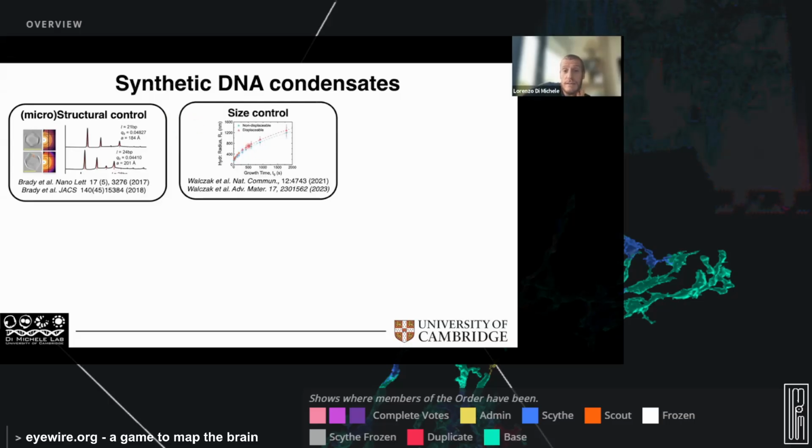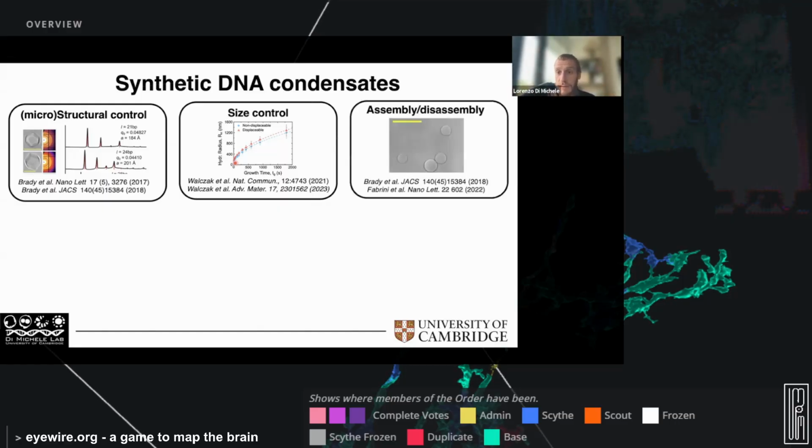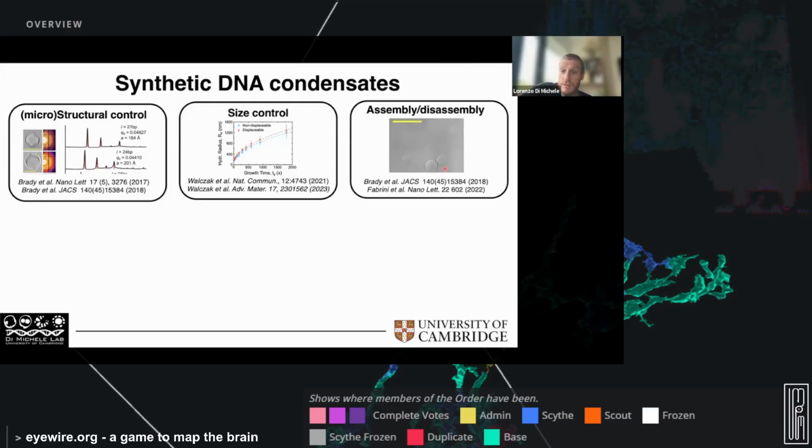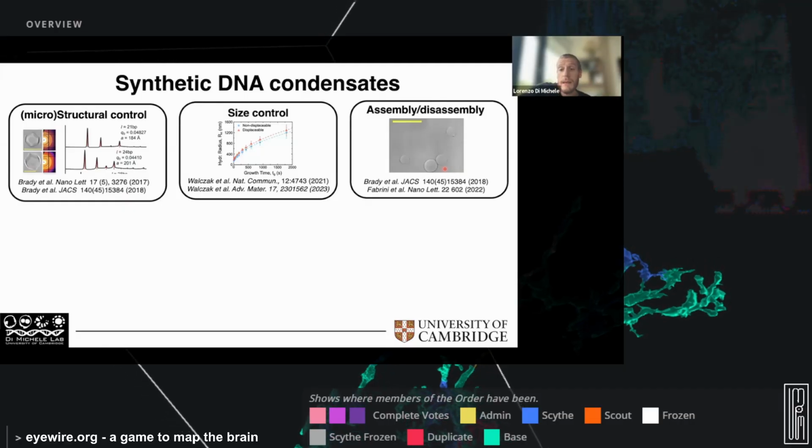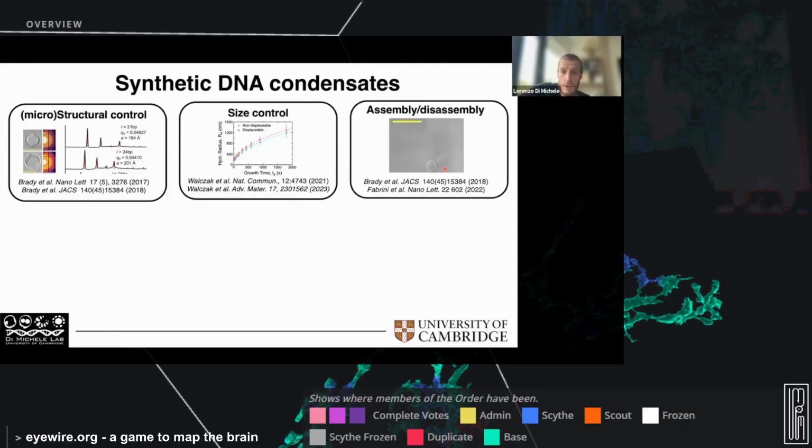You can control the size of the condensates, going all the way from micron or cell size down to the nanometer scale. So you can make nanoparticles out of these condensates that could be useful for drug delivery. You can engineer assembly and disassembly subject to many different stimuli. For example, exposure to certain molecular triggers like nucleic acids, changes in ionic conditions, changes in pH, temperature, and so on.